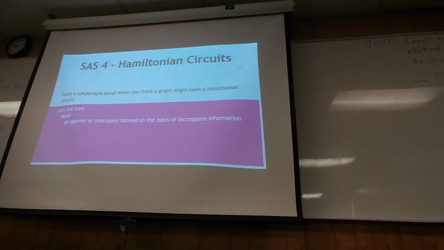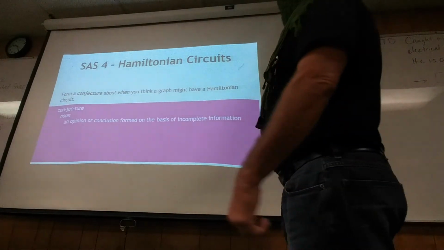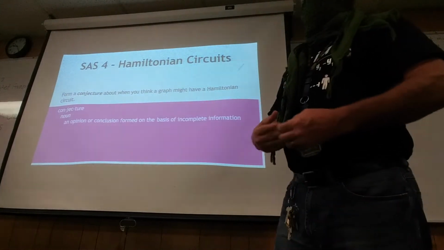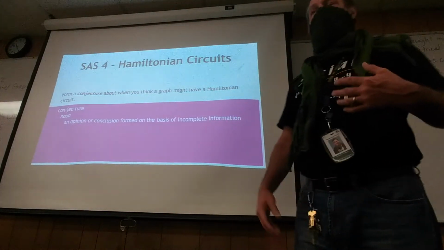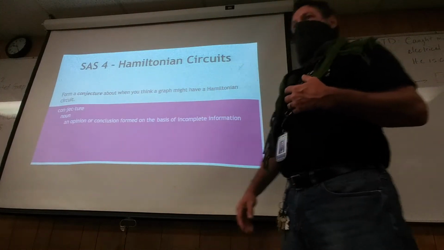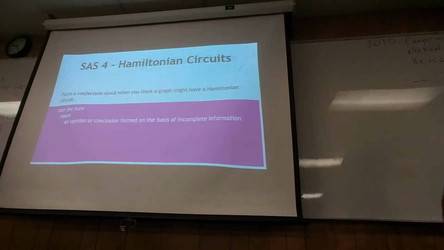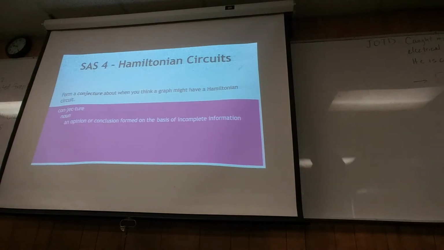Form a conjecture about when you think a graph might have a Hamiltonian circuit. Now, conjecture is a noun. It's an opinion or a conclusion formed on the basis of incomplete information. I defined this in another class earlier, but I want you to understand we're going to use this word a lot. What is a conjecture? It is an opinion or a conclusion formed on limited information. Okay? Very incomplete information. All right?